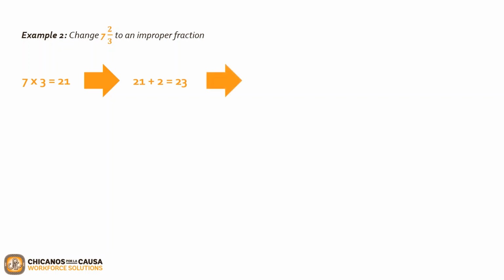Now, we are going to take 7 2/3, which is the original problem, and turn it into the improper fraction of it, which is 23/3. Now you can see here that the denominator did not change, and that's where that 3 came from, where 23 was the product and the addition answer of the entire process.